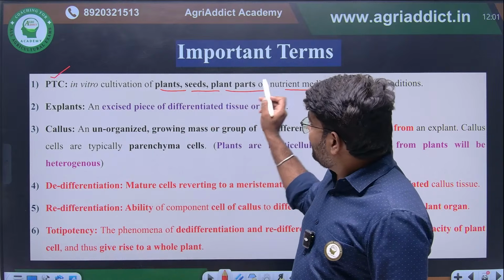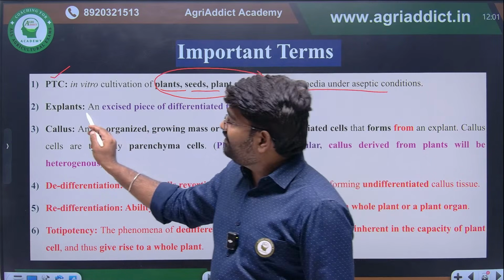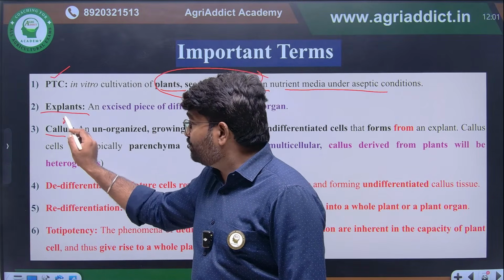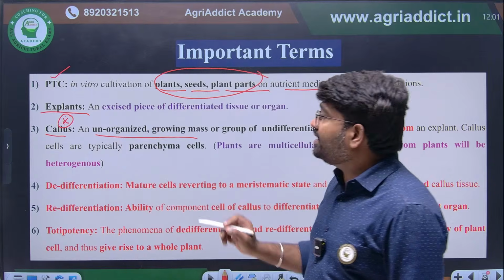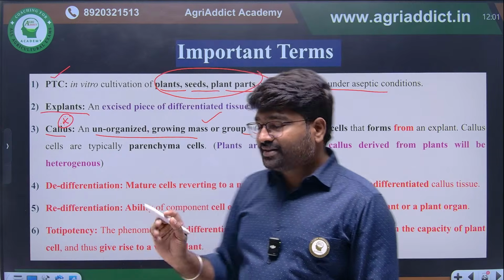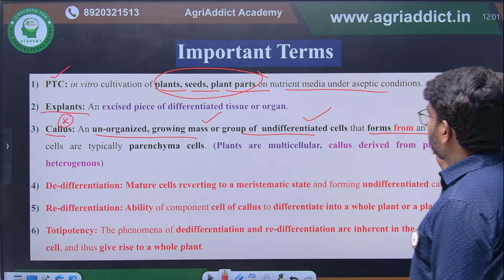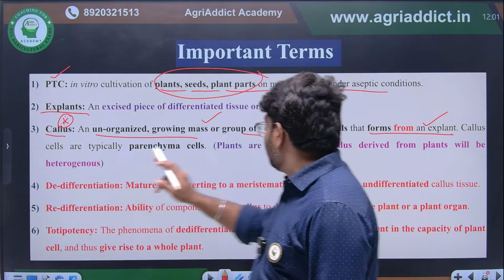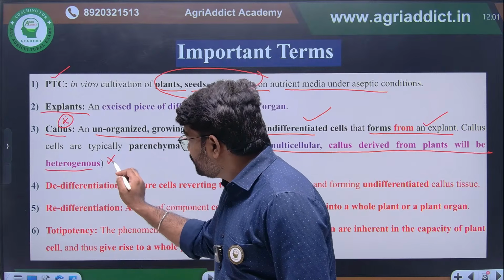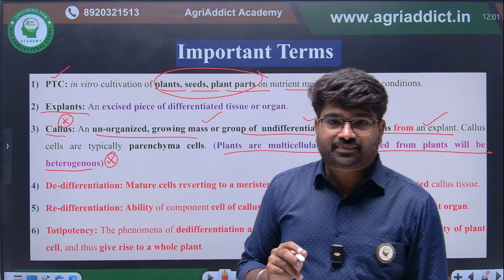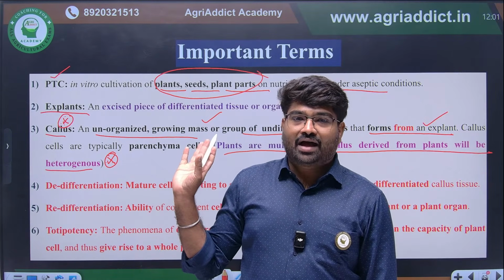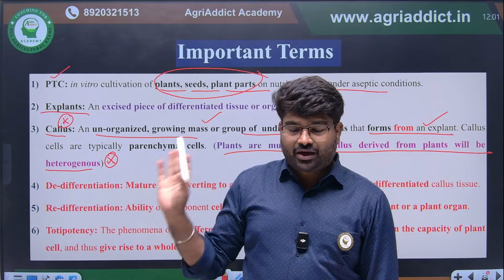Whatever plant part we are using, that we will say as explants. Then callus means what? This is the most important thing. Callus is an unorganized growing mass or group of undifferentiated cells that forms from an explant. This is the most important definition. Callus is very important and this is the most repeated objective question they are asking. Callus is heterogeneous. This question they have asked in our objective, in the PYQ also.